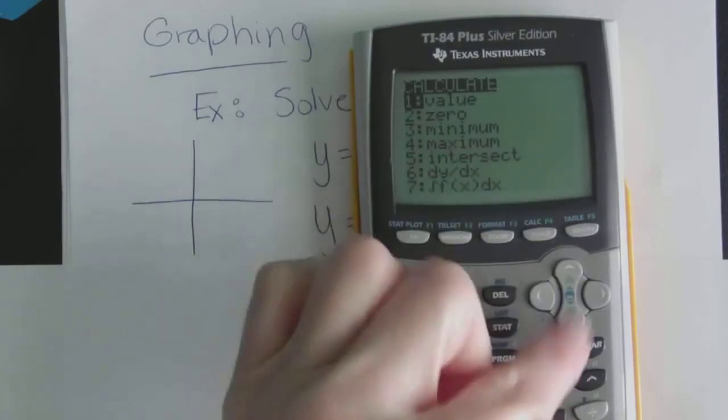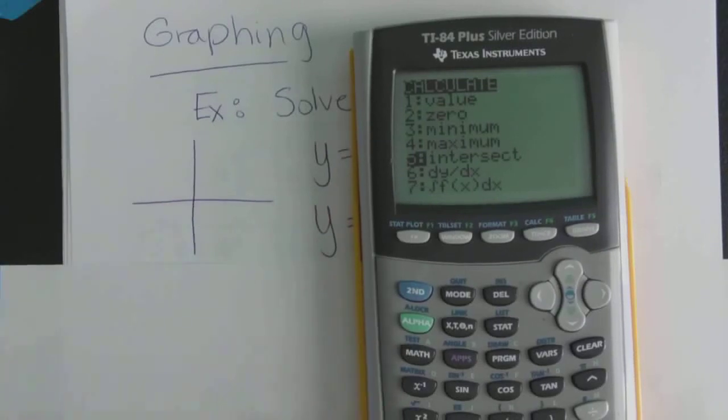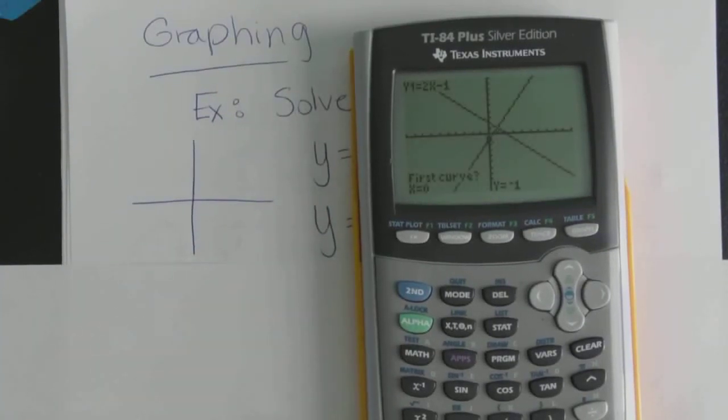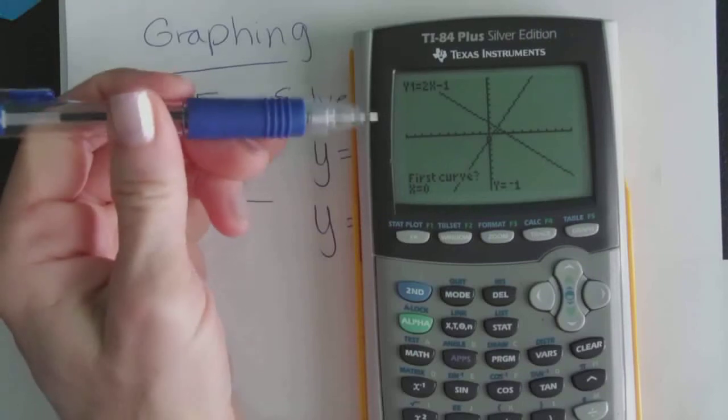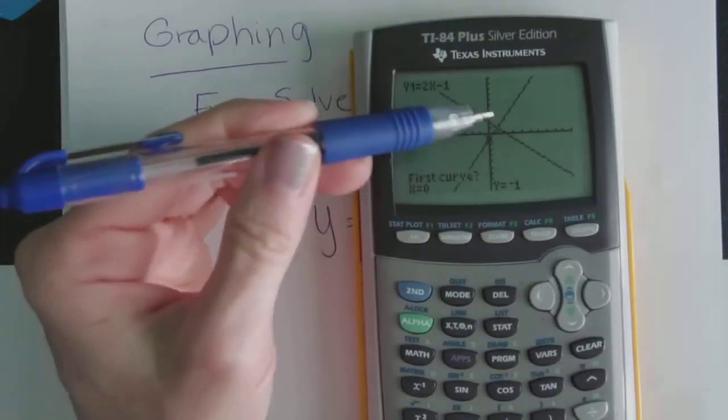And when we get to this screen, what do we want to calculate? Well, we want to calculate the place where the two lines intersect. So let's arrow down to number 5. You can also just press number 5, hit enter. Now, it doesn't just spit the answer right out. We have a few prompts we have to navigate first.